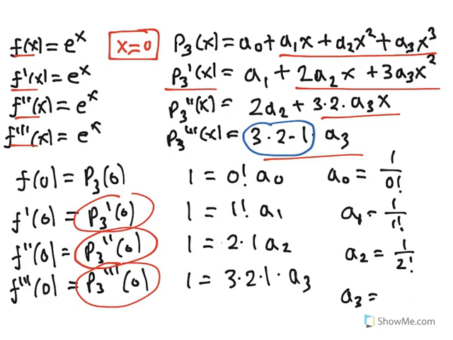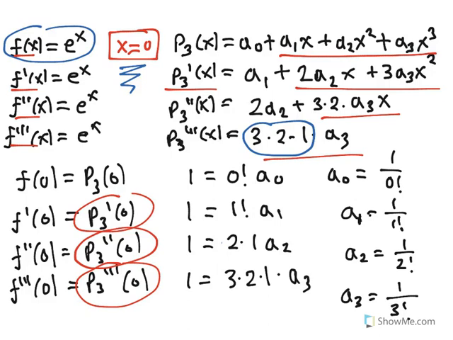And a sub 3 is equal to 1 divided by 3 factorial. And in fact, if you were to try to repeat this process, trying to come up with a fourth degree polynomial approximation for our function f of x is equal to e to the x centered at x is equal to 0, you will observe the same pattern.